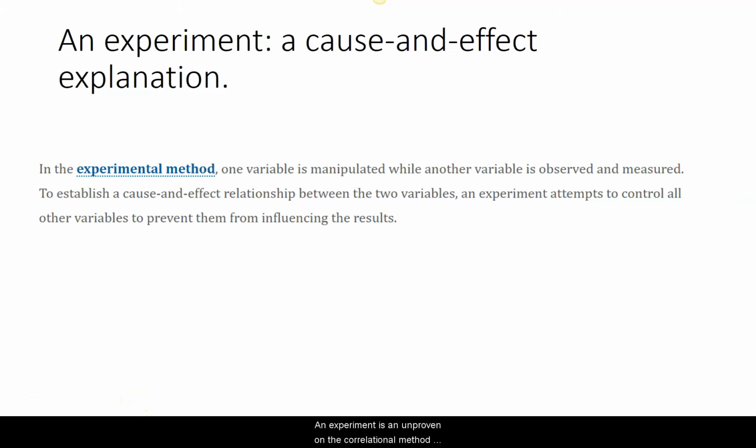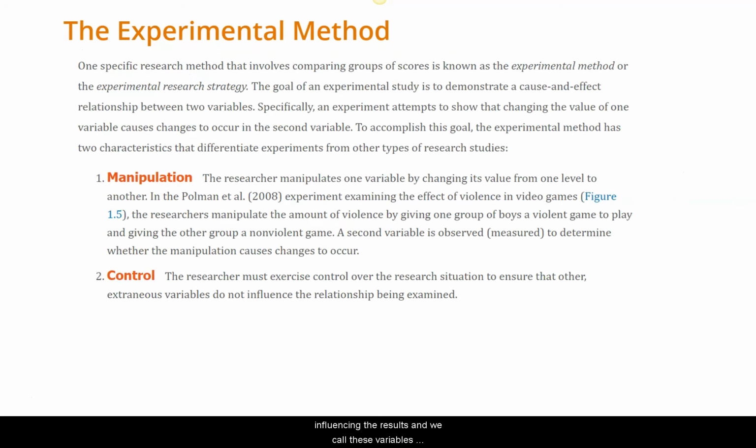An experiment is an improvement on the correlational method because we can assign cause and effect between two variables. So in an experimental method, one variable is manipulated while the other variable is observed and measured. Our goal with an experiment, the express goal, and the reason this is an improvement on correlations, is that we can express that cause and effect relationship. It attempts to control other variables too from influencing the results, and we call these variables confounding variables.